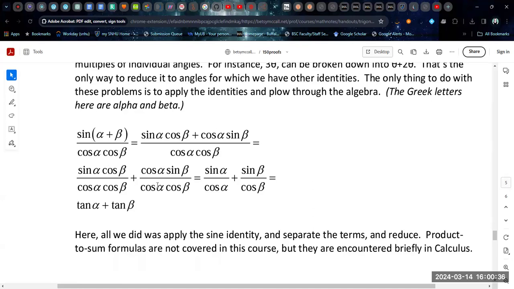Now, because I have a single component in the denominator and 2 pieces in the numerator, I can split these into 2 fractions. That will allow me to cancel, in this case, my cosine beta on this first term and my cosine alpha on the second term. And so now I have just alpha and beta left. Sine alpha over cosine alpha is tangent, and sine beta over cosine beta is also tangent. So tangent alpha plus tangent beta.